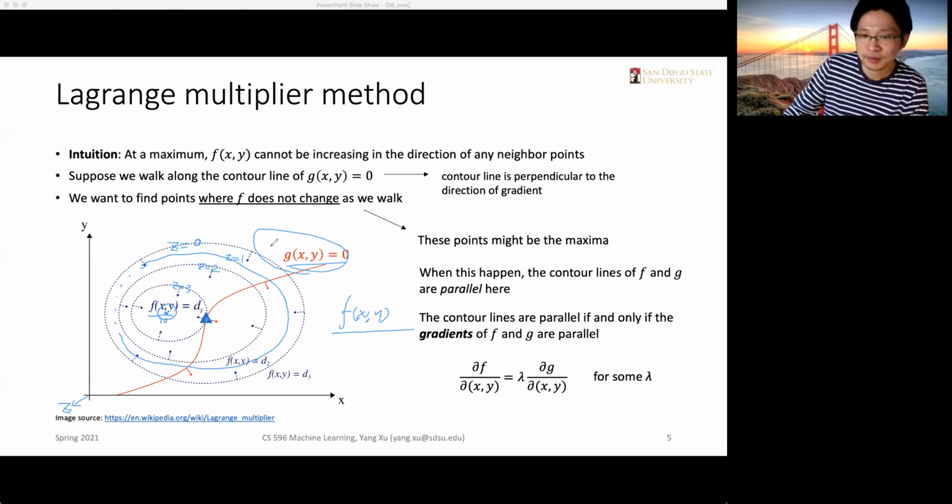Just to confirm, you say f does not change as we walk. I feel like at that maximum, if you were to go to the left or to the right, it would change. So are we really just looking for where the gradient, the contour lines, are parallel? Is that the main thing? Yeah, we are looking at the points where the contours of the red line and the blue dashed lines are parallel. That is our purpose.